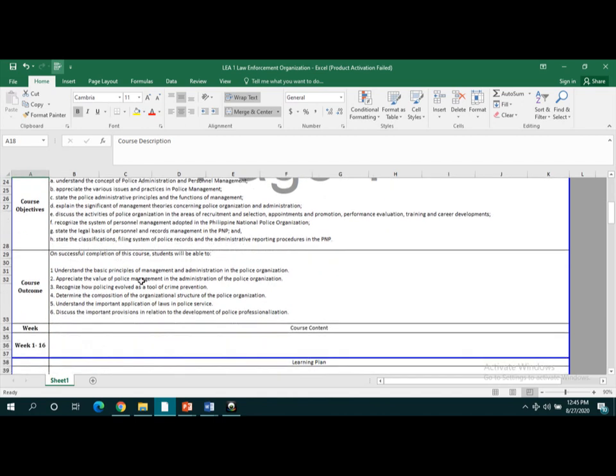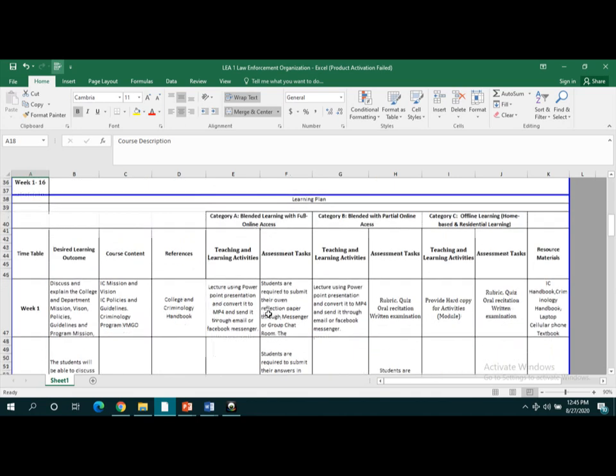So our course outcomes are as follows. 1. Understand the basic principles of management and administration in the police organization. 2. Appreciate the value of police management in the administration of police organization. 3. Recognize how police evolve as a tool of crime prevention. 4. Determine the composition of the organizational structure of the police organization. 5. Understand the important application of law in police service. 6. Discuss the important provision in relation to the development of police professionalization.